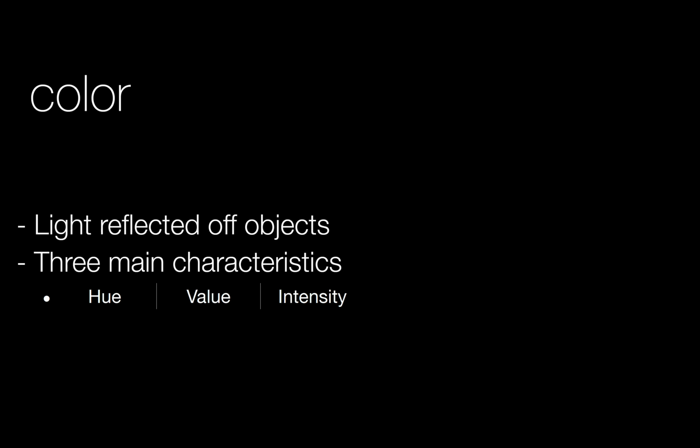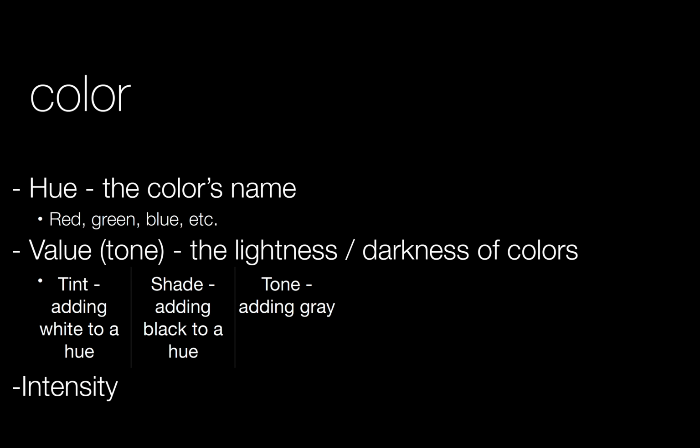Next is color. Scientifically, it is light reflected off objects. And it is characterized by three qualities, which is hue, value, and intensity. Hue is essentially the color's name, right? Green, red, whatever.